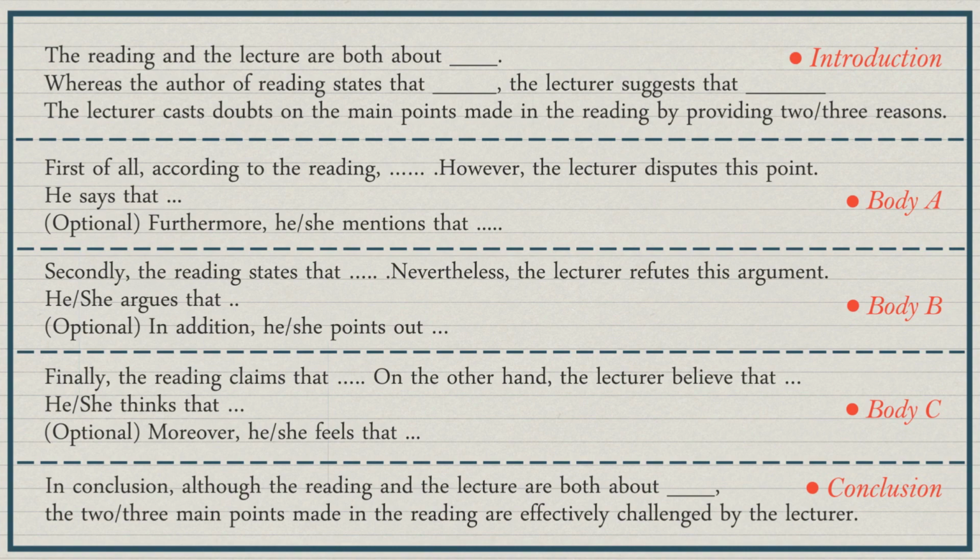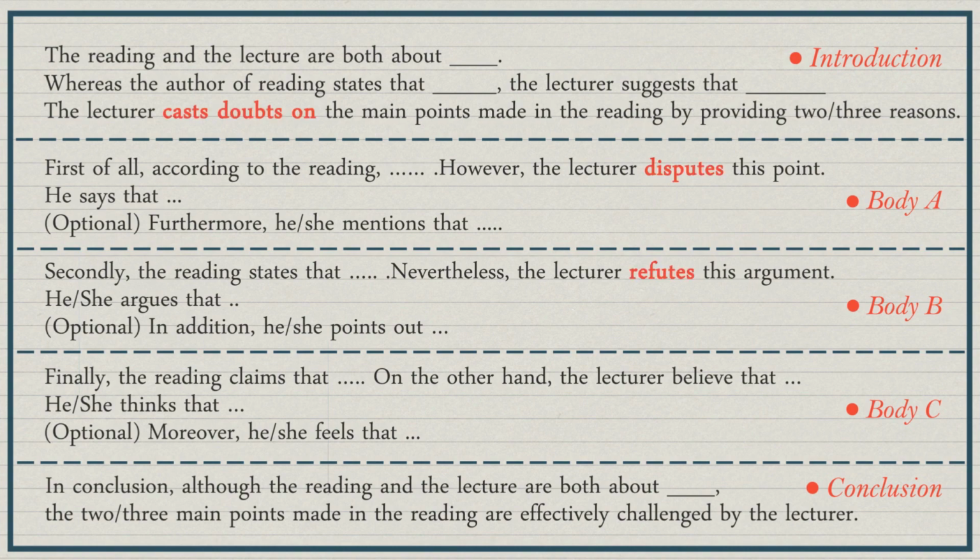Three words that you probably don't know are cast doubt on, refute, and dispute. Both refute and dispute mean to argue against. For example, you could dispute your TOEFL score because you believe it was marked unfairly, while cast doubt on is a phrase that means to contradict.